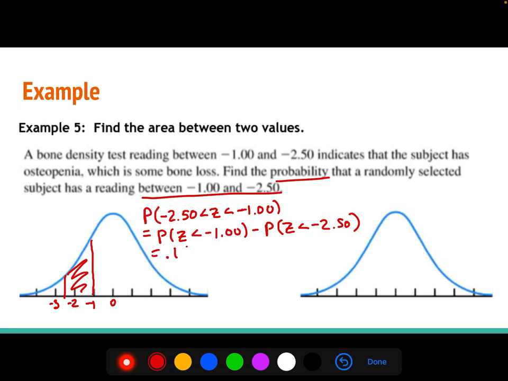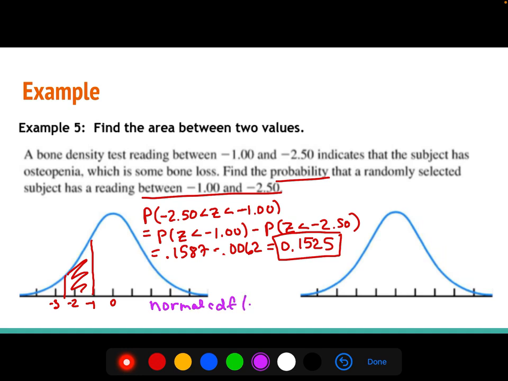So how do we do that? We go to our table, find the probability less than -1. That's 0.1587 minus the probability of less than -2.5, just 0.0062 from my table. I subtract them, I get 0.1525 for my answer.